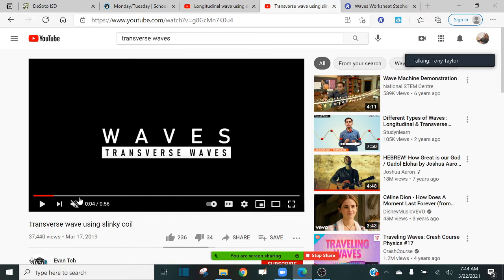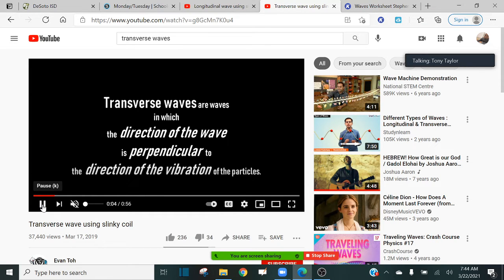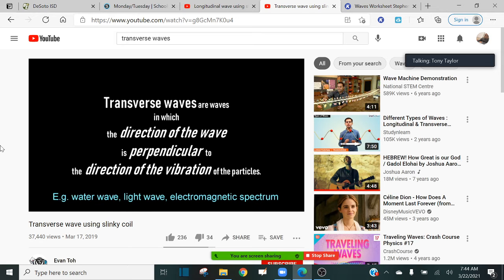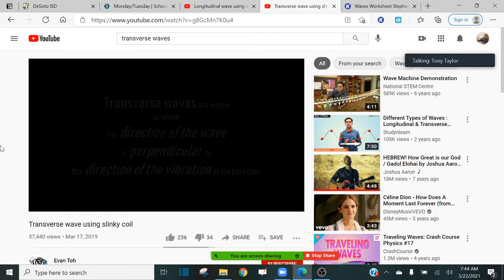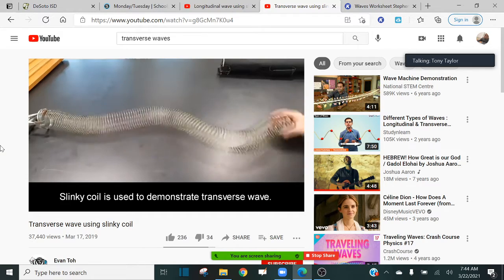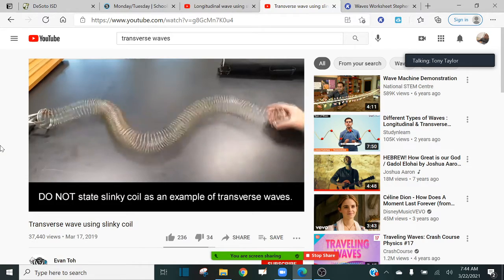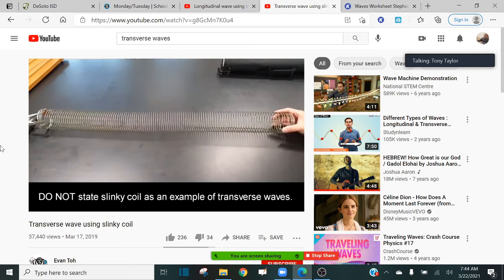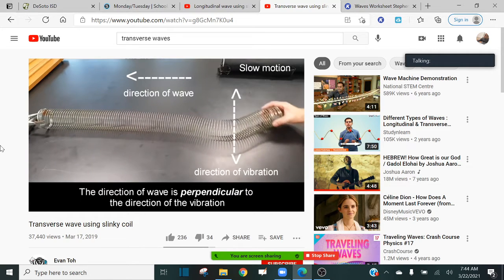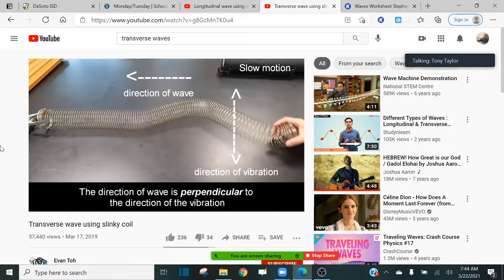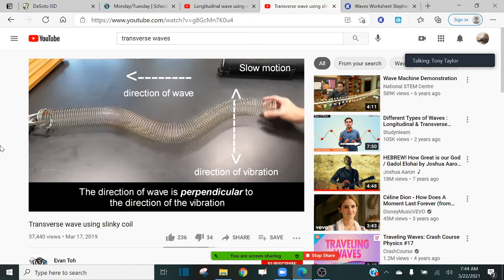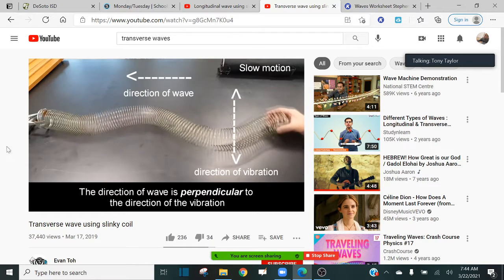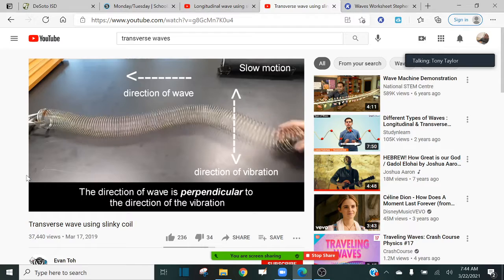Okay, so watch here in this video clip right here. I'm going to show you guys a transverse wave. Okay, look closely at the difference. Okay, so this is a transverse wave. So he's producing a transverse wave in a slinky. And guys, you can clearly see it in slow motion. Notice how he's sending pulses of energy through the slinky. And there we have a transverse wave.